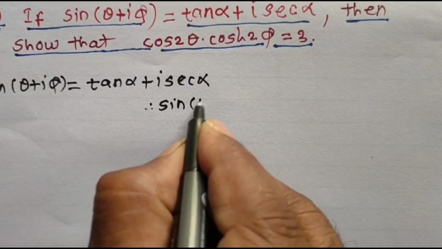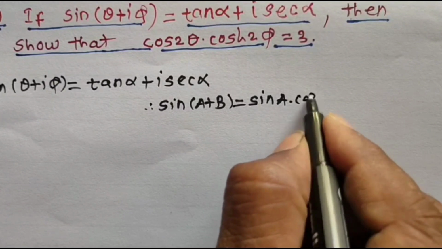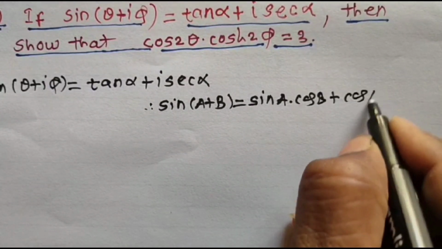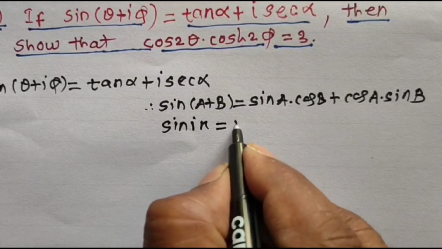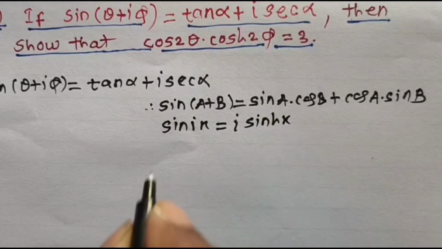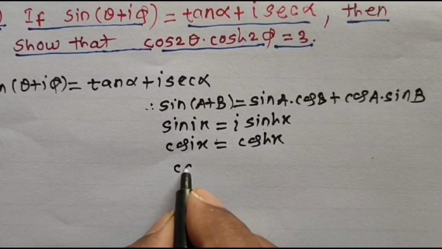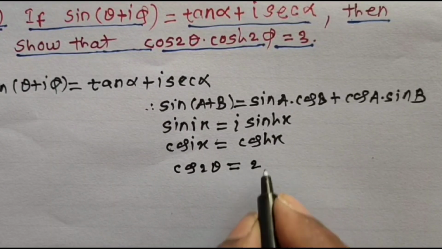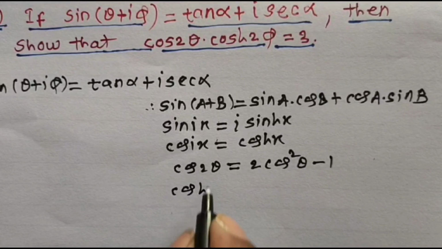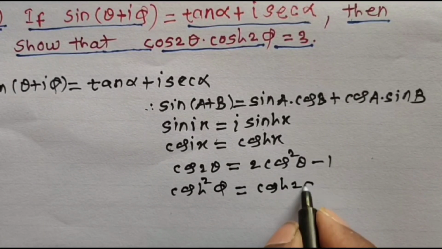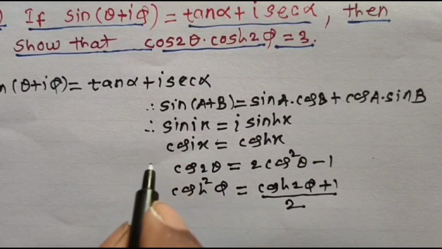sin(A + B) = sin A cos B + cos A sin B. sin(ix) = i sinh x. cos(ix) = cosh x. cos 2θ = 2cos²θ − 1 and cosh²φ = (cosh 2φ + 1)/2. We have to apply these formulae to solve this sum.